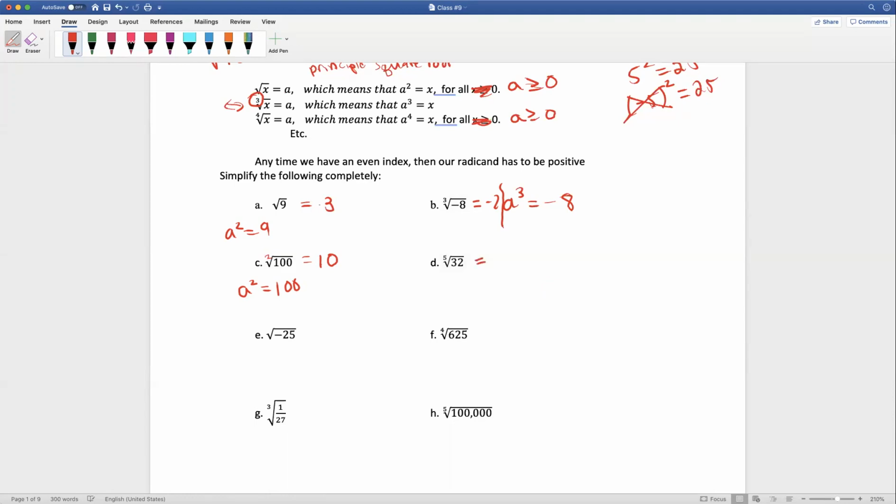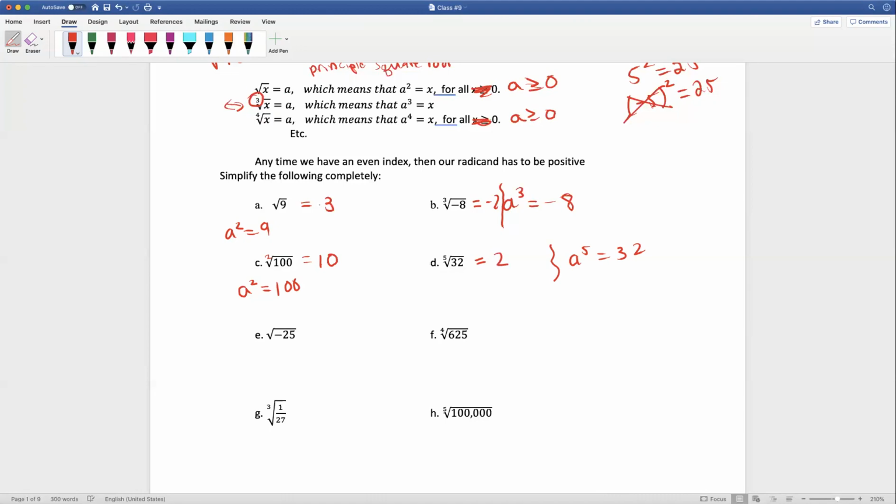Let's try this next example. The 5th root of 32. Well, the equation we need to solve to figure that out is, what number, when we raise it to the 5th power, will give us 32? Well, let's think about it. 1 times 1 times 1 times 1, that's too small. 2 times 2 is 4. 4 times 2 is 8. 8 times 2 is 16. 16 times 2 is 32. So the answer to this one is 2.